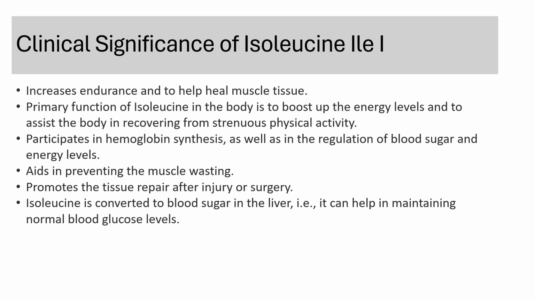Isoleucine is converted to blood sugar in the liver. It can help in maintaining normal blood glucose levels. The most important part here for isoleucine is the boost of energy levels and assisting the body in recovering from strenuous physical activity. Extremely important.